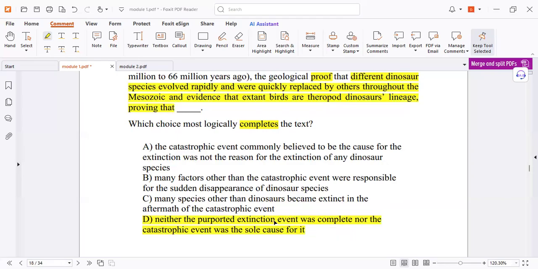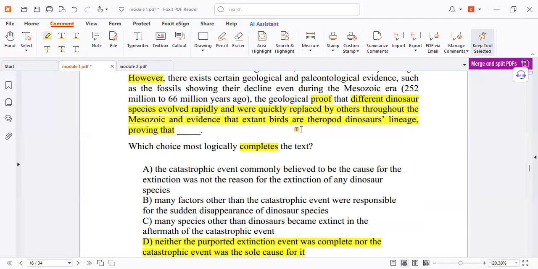Yes, sir. The event was complete. He said that means we are not sure about that. So neither the purported extinction event, nor a complete, nor catastrophic event was the sole cause. Because I have another one. Feel it? Yes, sir. That's my idea.